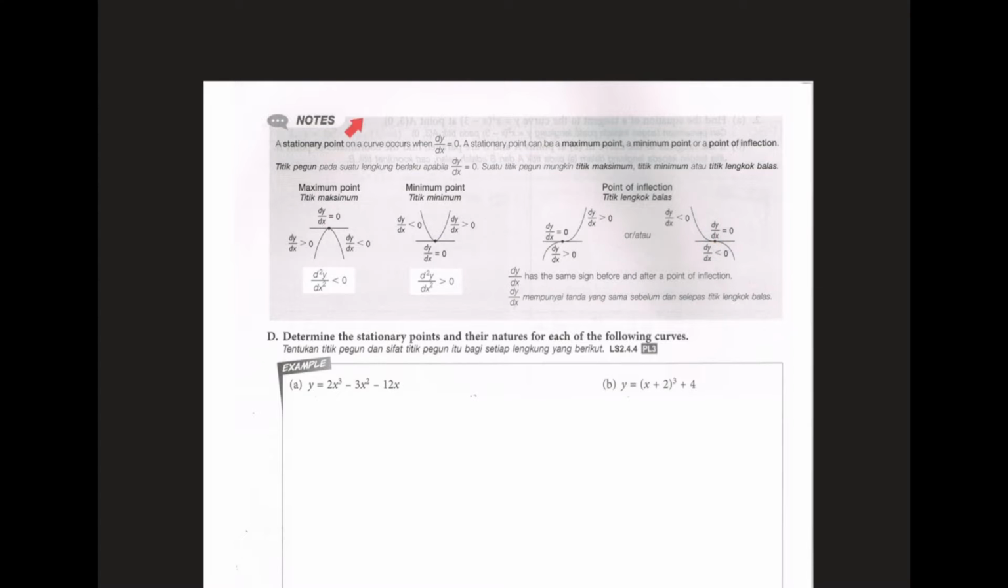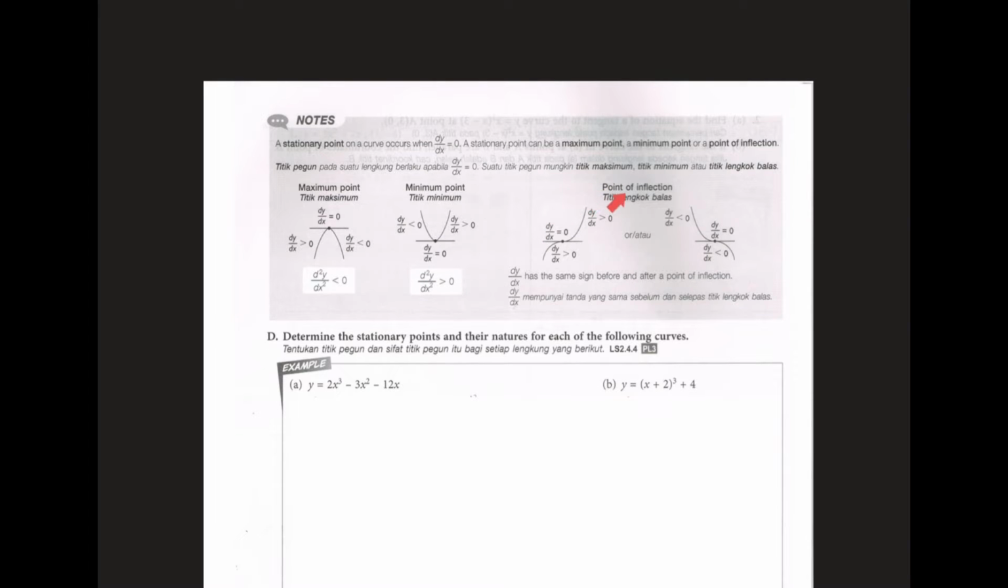Okay, so let us look at more information. A stationary point on a curve occurs when dy/dx equals 0. You know dy/dx is basically the gradient. As you can see here, the gradient of this maximum point is a horizontal line, so the gradient is 0. For a minimum point, the gradient is also a horizontal line. The gradient of this tangent is a horizontal line, so the gradient is 0.